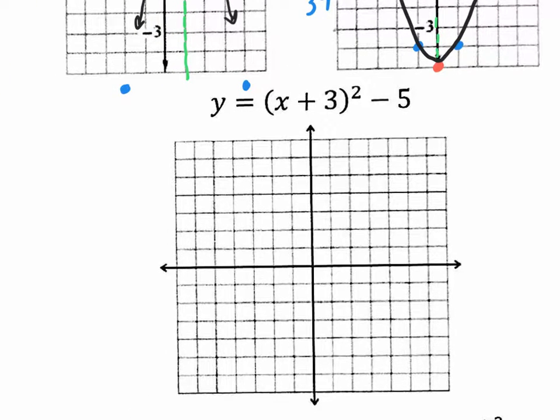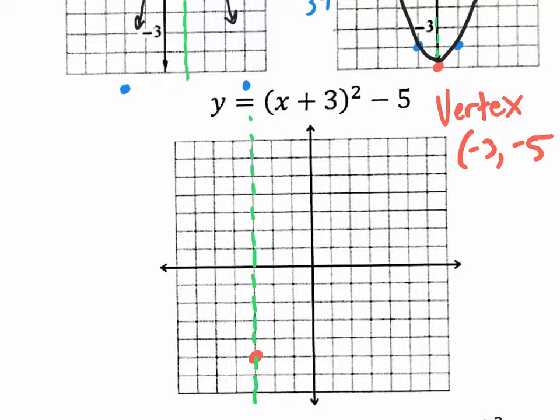What is our vertex? Negative 3 and negative 5. Let's go to negative 3 and negative 5: negative 1, 2, 3, negative 1, 2, 3, 4, 5, right here. Let's draw our axis of symmetry right through there.